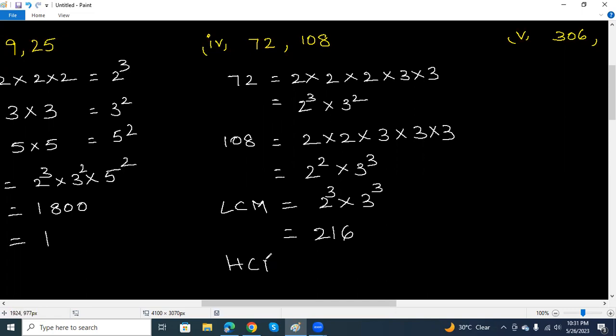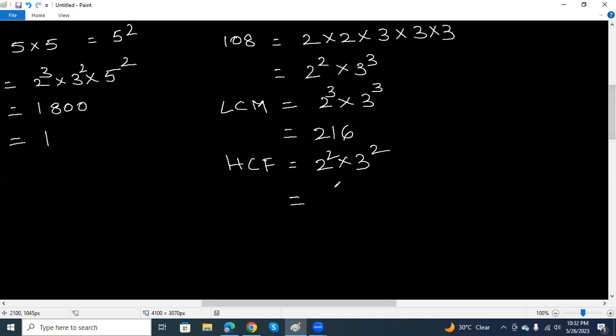HCF. Common factors. Common factors what? 2 is present here. 3 is also present here. So 2 and 3 only. Smallest power. Which is the smallest power? 2 power 2 is the smallest. Comparatively in the 3 also power 2 is the smallest. So what is the HCF? 2 2s are 4, 3 3s are 9, 4 9s are 36. 36 is the HCF.